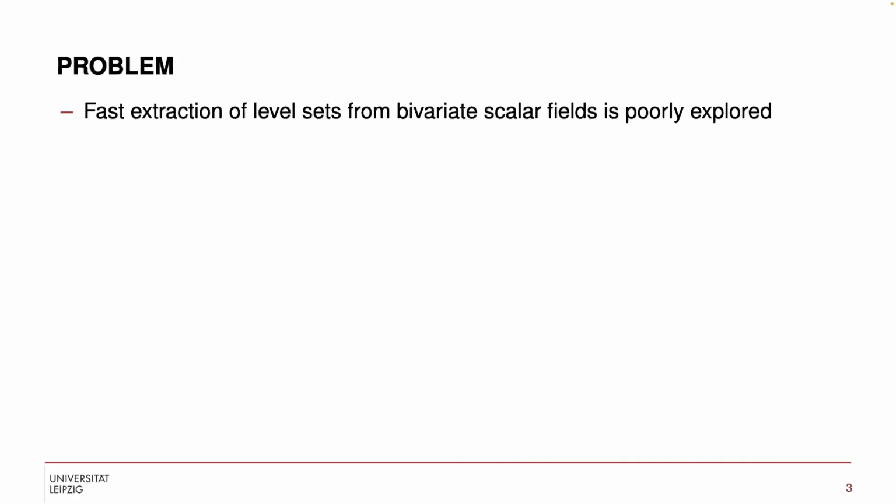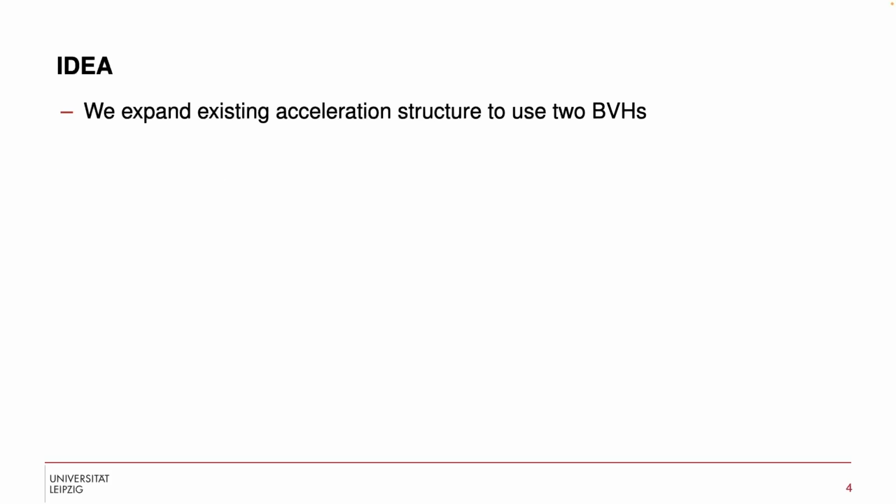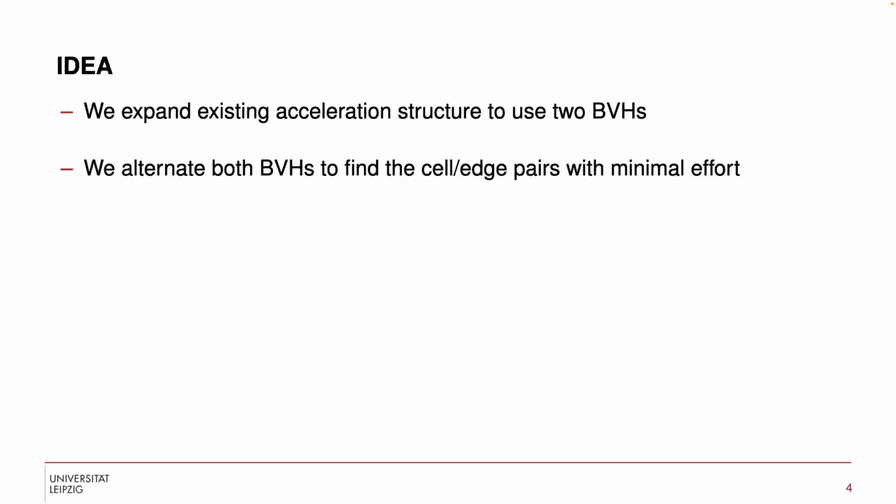Our problem is that extractions in bivariate scalar fields have not yet been explored. Also, the naive approach requires too many operations and tests when computing the cell edge pre-image, which makes the algorithm slow. The idea is therefore to extend existing acceleration structures by using two bounding volume hierarchies. To find the pairs with minimal effort, we need to traverse the two bounding volume hierarchies in a clever way.